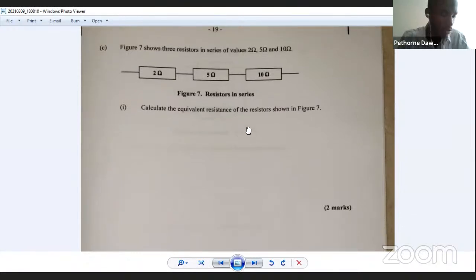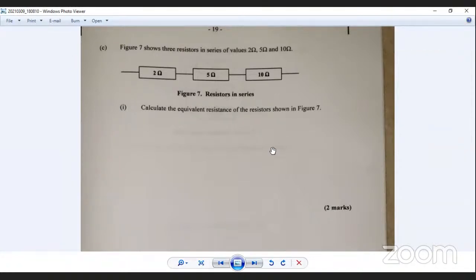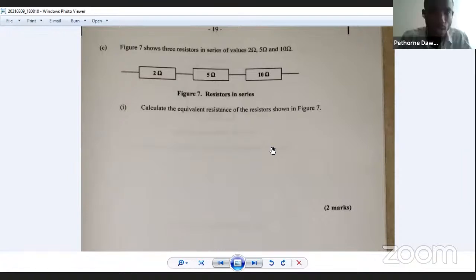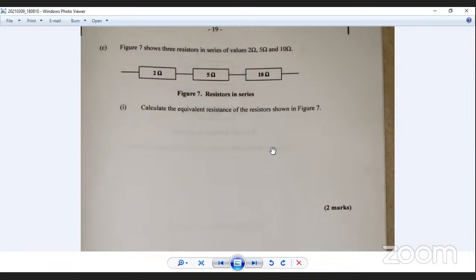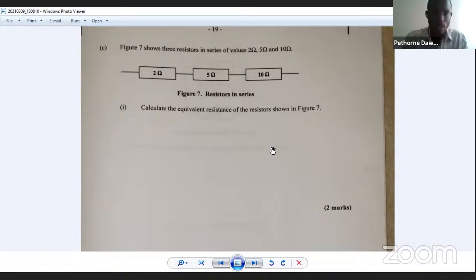Does anyone know how do we find the total or equivalent resistance of resistors in series? Anybody? Yes, sir. I think I kind of remember. All right, tell me what you kind of remember. For resistance, I think it's R1 plus R2 plus R3. Thank you, that is correct.